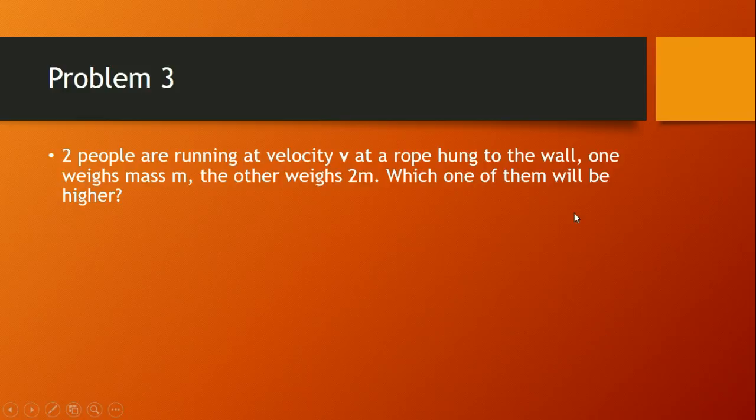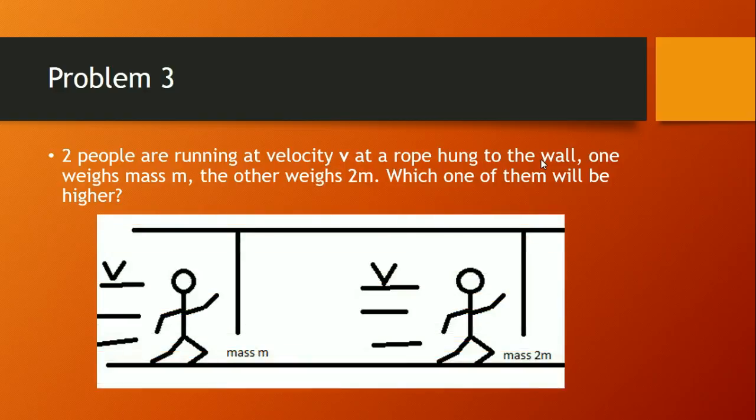Actually, it should be hung to the ceiling. Sorry about that. One weighs mass m and the other weighs 2m. Which one of them will go higher when they swing up the rope? So this is the picture that you should be picturing in your head.